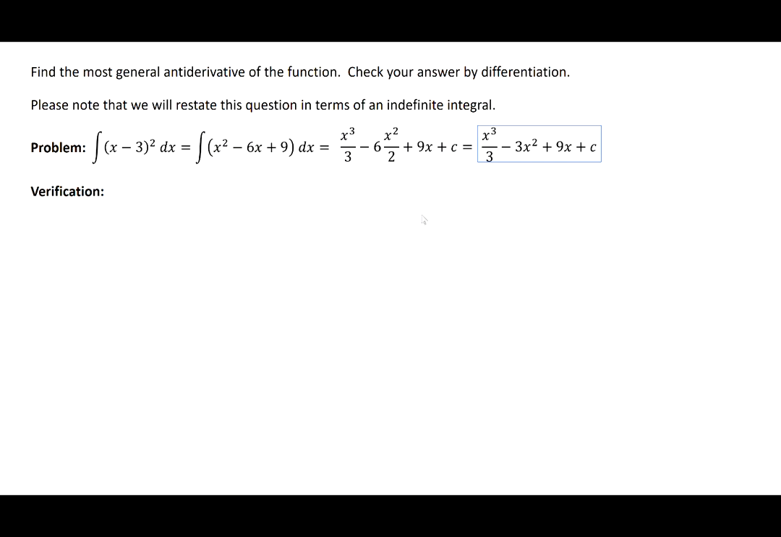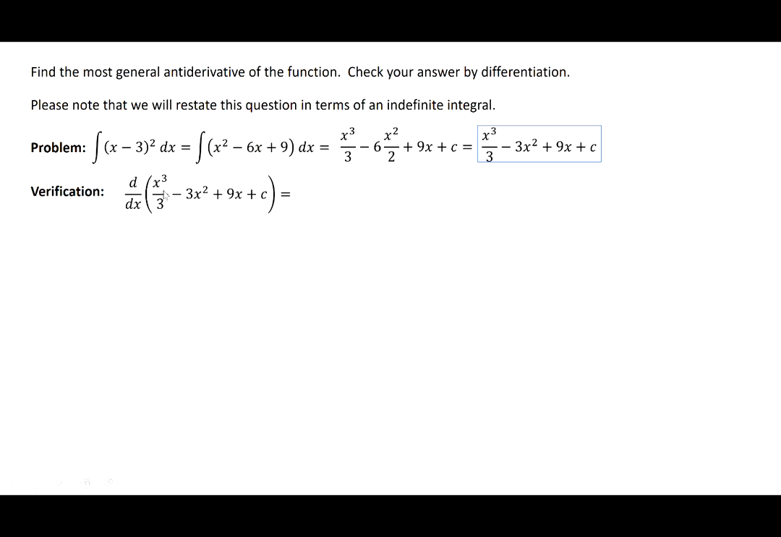Verification. Ooh, they not only want you to find the most general antiderivative, but check your answer by differentiation. No big deal. What they're saying is we should be able to take the derivative of this thing and get the stuff inside the integral, the integrand it is called, probably the foiled form. Let's do that.